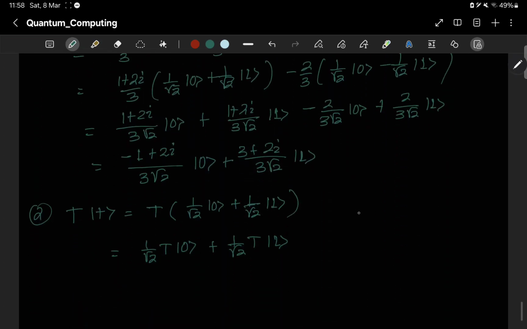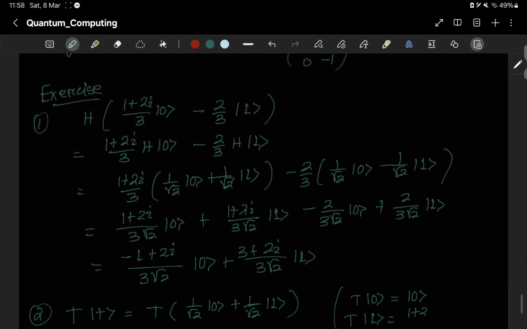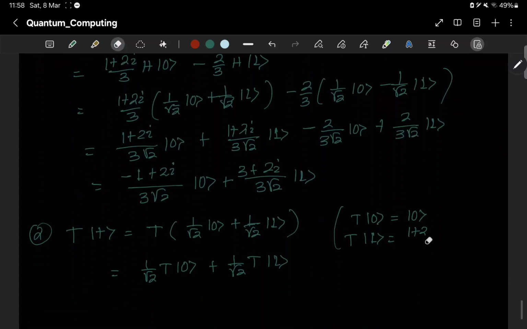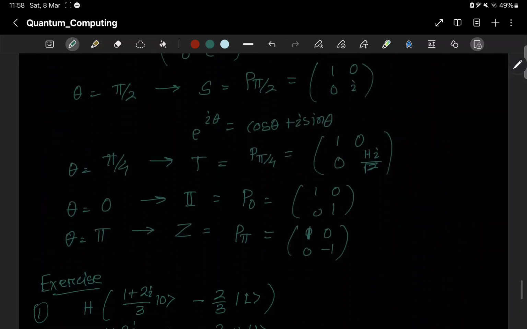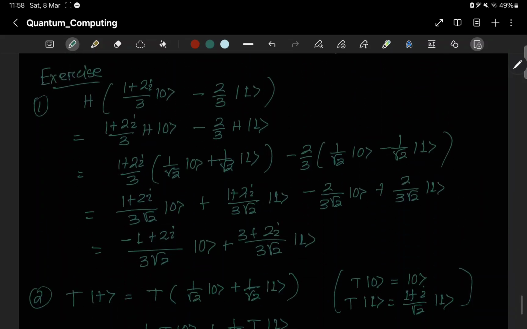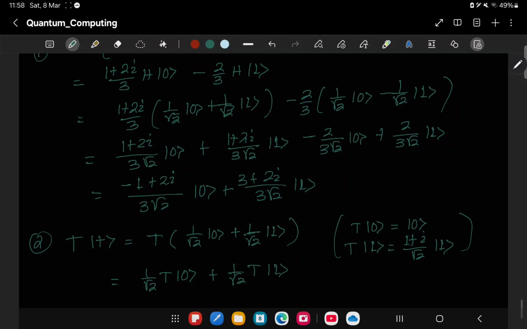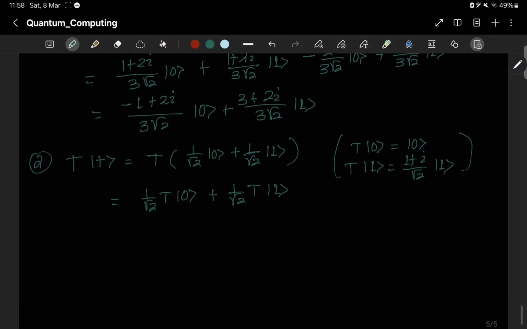So let me write them down here. T0 will take it to 0, T1 will take it to (1 plus i)/2, right? And 1 plus i by root 2, 1. Okay, you can verify it if you want. Just put the column vector for 0 and 1 in front of that matrix, and multiply them.